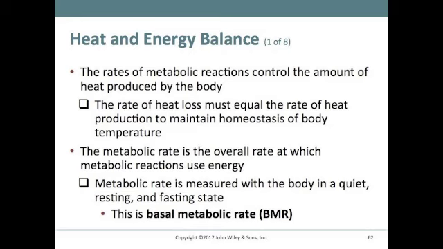The metabolic rate is the overall rate at which the metabolic reactions use energy. Metabolic rate is measured with the body in a quiet, resting, and fasting state. This is referred to as the basal metabolic rate.